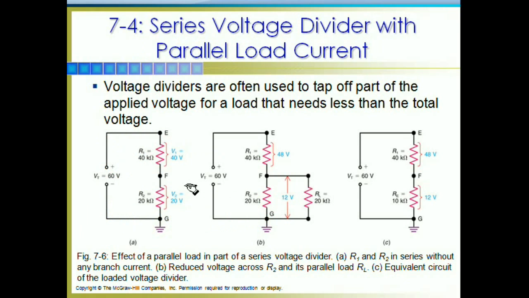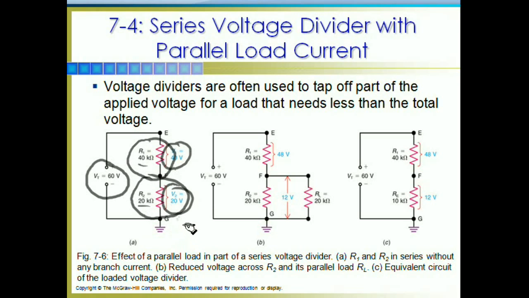Okay, here we're getting into this series voltage divider with parallel load current. What we're seeing here is how things change as you add a load. So we start out with a circuit where we have R1 at 40 kiloohms, R2 at 20 kiloohms, and 60 volts. We get 2/3 of the voltage at R1 and 1/3 of the voltage at R2, so 40 volts at R1, 20 volts at R2. Everything's going on nice and easy.